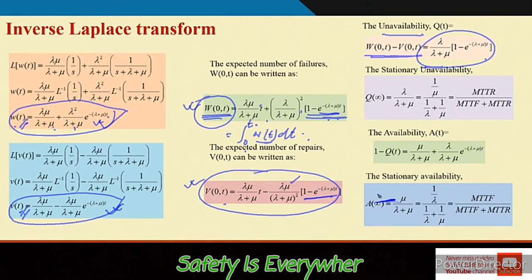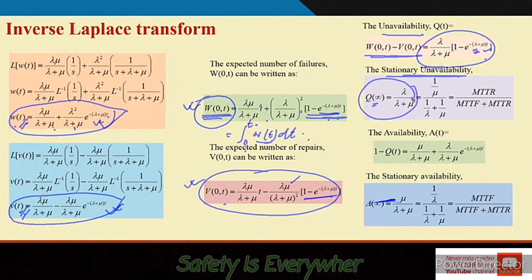Now if you put t equal to infinity, that is, t is very large, then you will get the steady state or stationary unavailability. In this equation, if you put t equal to infinity, this quantity will become 0, and then your steady state or stationary unavailability is lambda by lambda plus mu. And if you do a little bit of algebraic manipulation here, you will get this equation.